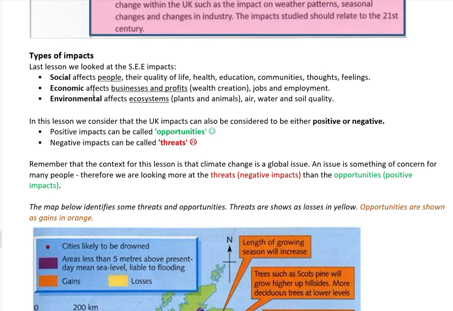But one new thing here that we're looking at is the idea that impacts can be positive and negative. And in this context, we're talking about a positive impact being an opportunity. What could business, for example, make out of climate change in the UK? Because it's not all bad things. There are some good things, and also the negative impacts are the threats. So we've got this idea of positive, negative, opportunities or threats.